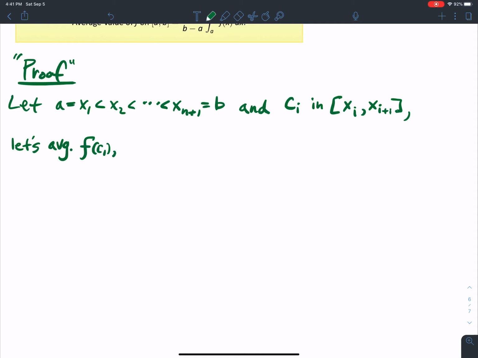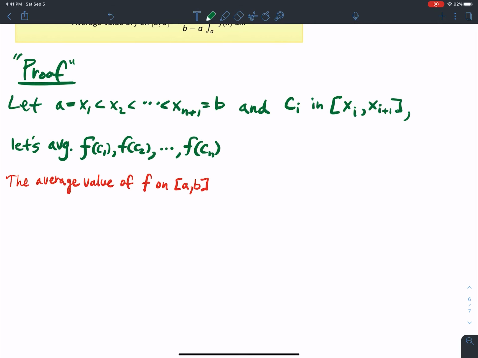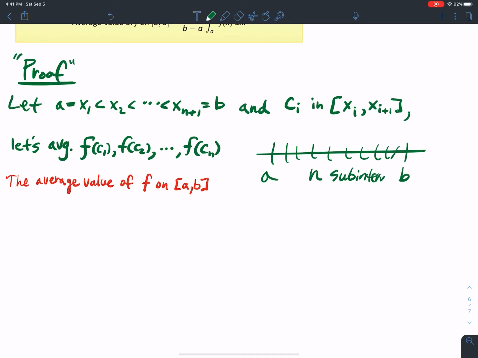So I want to average f of c1, f of c2, f of c3, all the way out to f of cn, okay? So if there's x sub n plus 1 cuts in my graph, then I have n subintervals that the whole thing is cut up into from a to b. There's n subintervals. So I start at f of c1 and I go all the way out to f of cn. So there's n values that I'm trying to average.